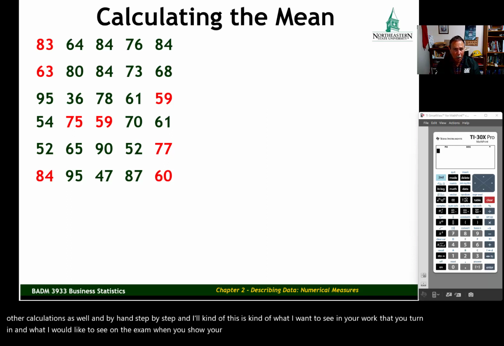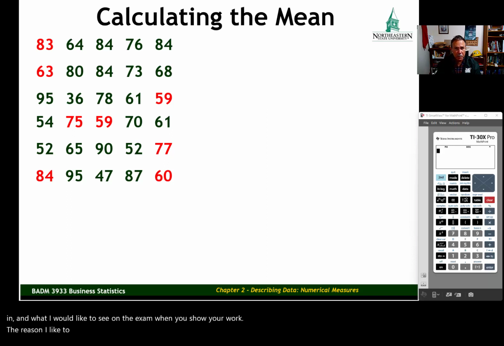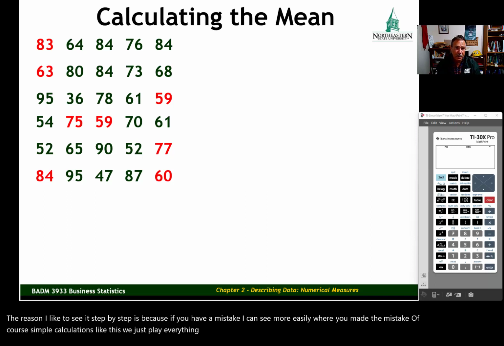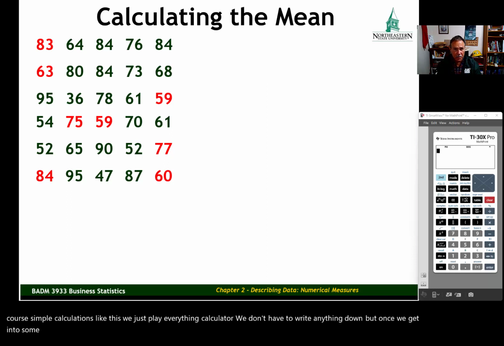The reason I like to see it step by step is because if you have a mistake, I can see more easily where you made the mistake. Of course, simple calculations like this, we just plug everything into the calculator, we don't have to write anything down. But once we get into some more involved calculations, it's good to do it step by step. This is what I'll be looking for when I ask you to do the calculations by hand.